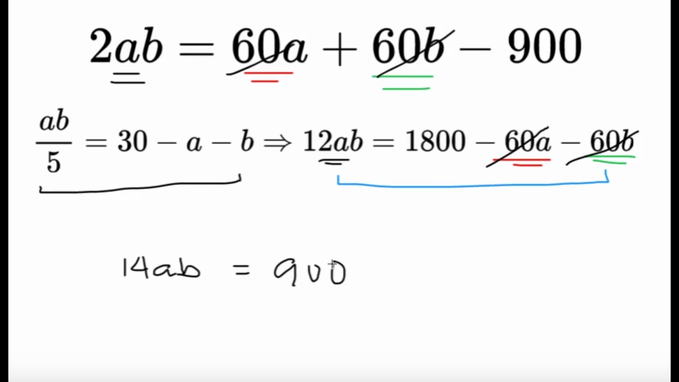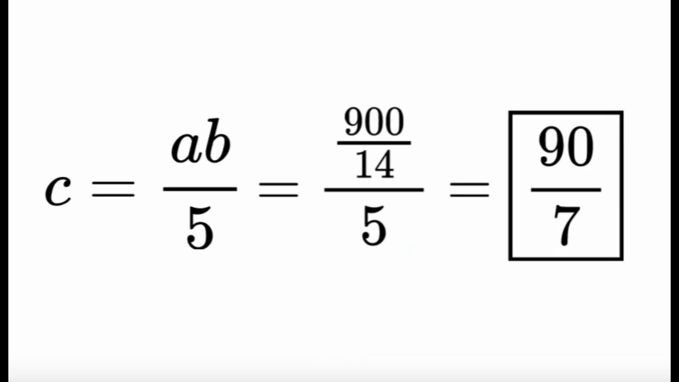Now, what's nice about this is that I know what ab is. ab is 900 over 14, or in simplest terms, 450 over 7, but what matters is that we know what c is. We know c should be equal to ab over 5, so we directly substitute into the formula. ab is 900 over 14, so c should be 900 over 14 over 5. Simplify this, and we get our final answer of 90 over 7.